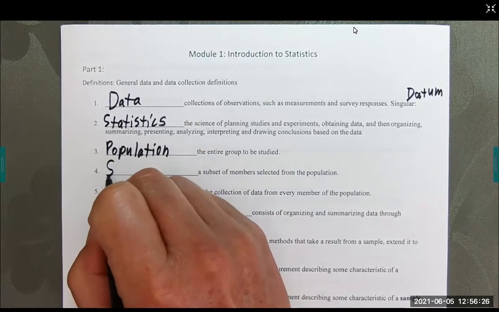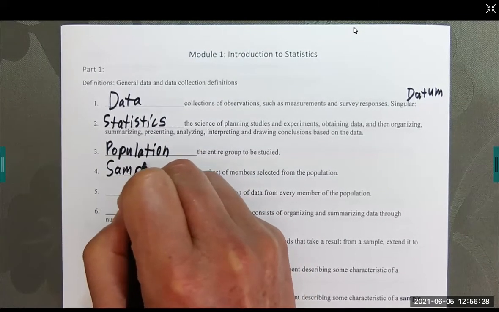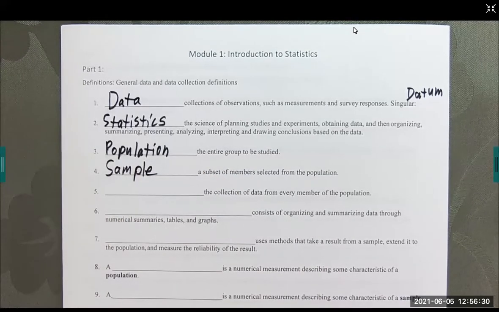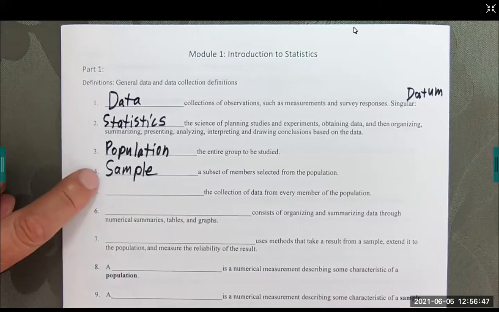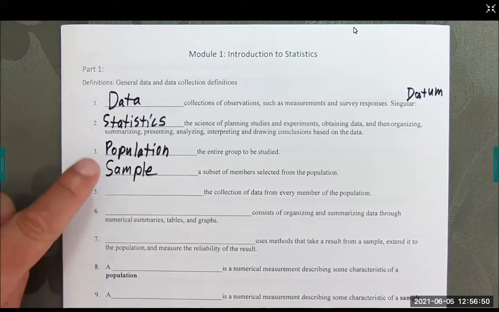So a sample is a subset of members selected from the population. Now it says members, it doesn't have to be people necessarily. So whatever group it is that we're looking at, usually we can't get the entire population. We would just have to get a sample. And we will talk at some point about how to obtain good data that's a sample from the population.